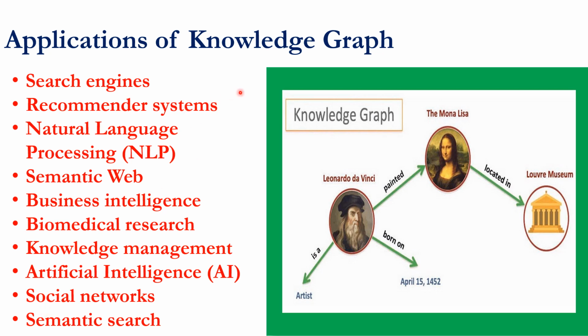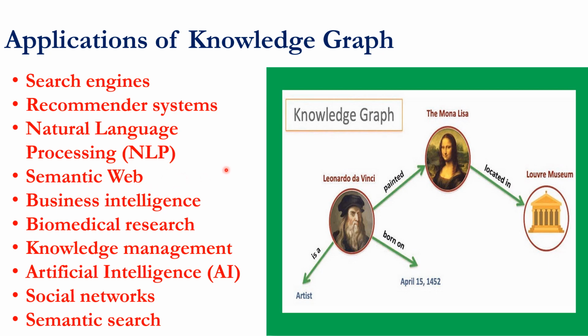Then recommender systems. Online platforms such as Amazon, Netflix, and Spotify all use knowledge graphs to recommend products, movies or songs based on user preferences and past interactions. Then natural language processing, where it can be used to perform tasks such as named entity recognition, question answering, and sentiment analysis. Then the semantic web, where it can be used to understand the meaning of information and to make connections between different sources of data.